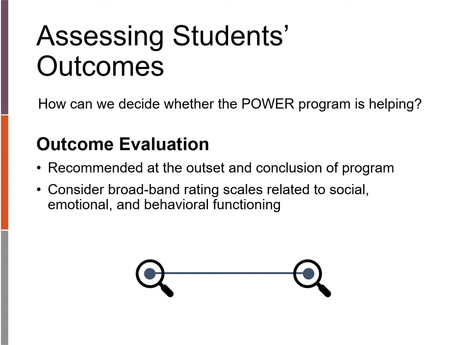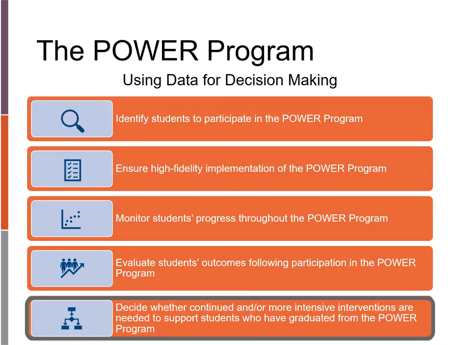Note that, as with universal screenings of SED risk, secondary students are thought to be the most accurate reporters of their own mental and behavioral health risks compared to school-based professionals and parents or guardians. The final type of data decision-making within the POWER program is determining whether additional interventions are needed to support students who have graduated from the POWER program.